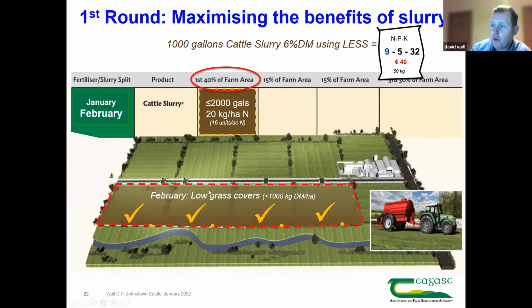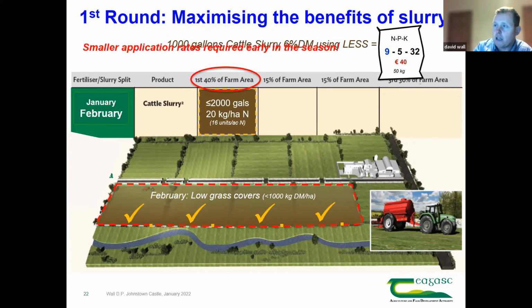However, if we aim to go on the lowest grass covers, the last ones that you probably grazed on the farm, those covers that are less than 1,000 kilos of dry matter per hectare, those paddocks or fields occupying about 40% of the farm, they're the first ones to hit with slurry. And probably no more than 2,000 gallons. I would say 1,500 gallons is probably plenty on those because of the low demand for nutrients. And those can be hit, I suppose, in the coming weeks.